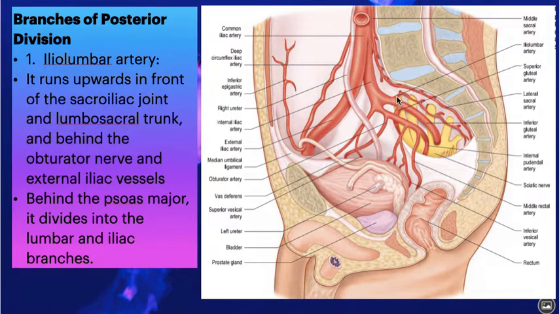This was the iliolumbar branch running upward in front of the sacroiliac joint and the lumbosacral trunk and behind the obturator nerve and the external iliac vessels. Behind the psoas major, it is dividing into the lumbar and the iliac branches.